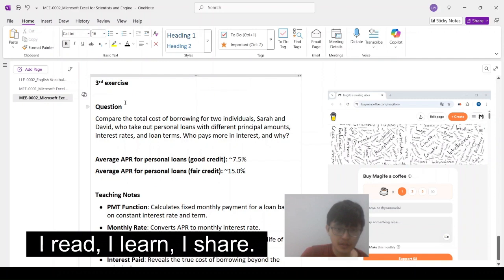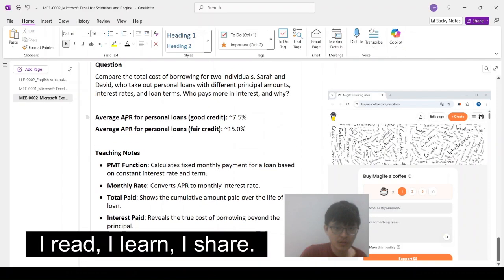So here is the third exercise. So here's the question. Compare the total cost of borrowing for two individuals, Sarah and David, who take out personal loans with different principal amounts, interest rate, and loan term. Who pays more in interest and why?